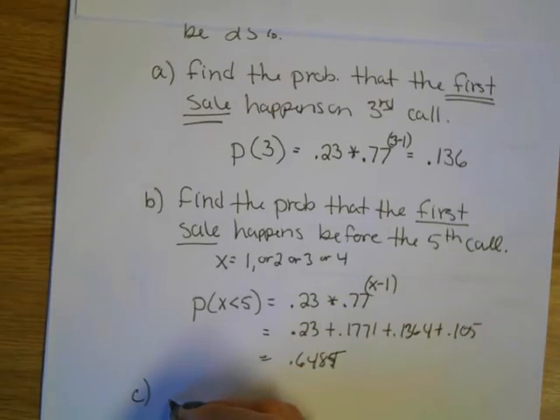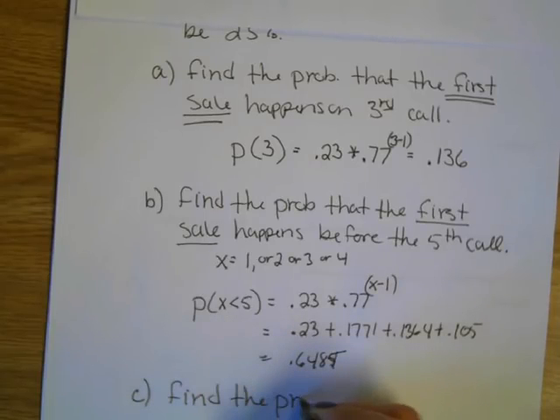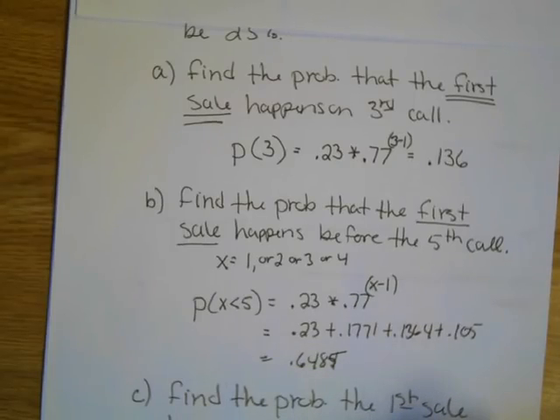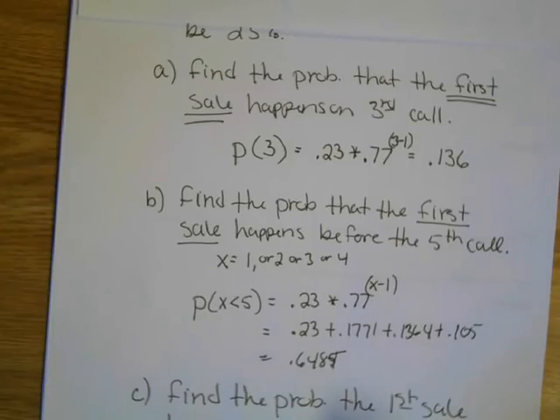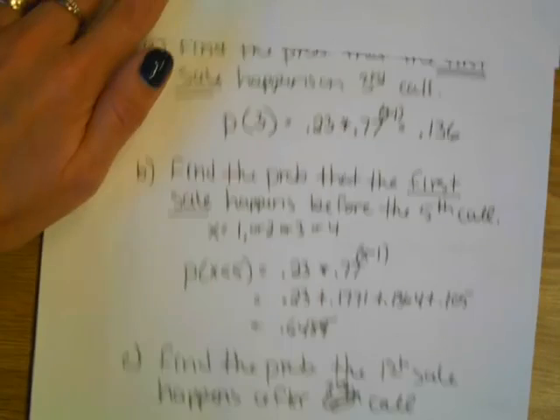Okay, this is the last one here. Find the probability that the first sale happens after the 6th call. Well, let's make it smaller. Let's say after the 3rd call. We'll make it a little smaller. After the 3rd call.